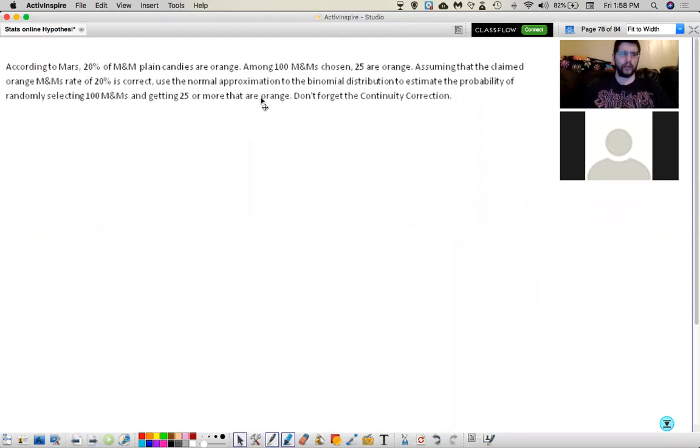Okay. 20% of plain M&M candies are orange. Among 100 M&Ms chosen, 25 are orange. So assuming that the plain orange M&M's rate of 20% is correct, use the normal approximation to the binomial distribution to estimate the probability of randomly selecting 100 M&Ms and getting 25 or more that are orange. Don't forget your continuity correction.